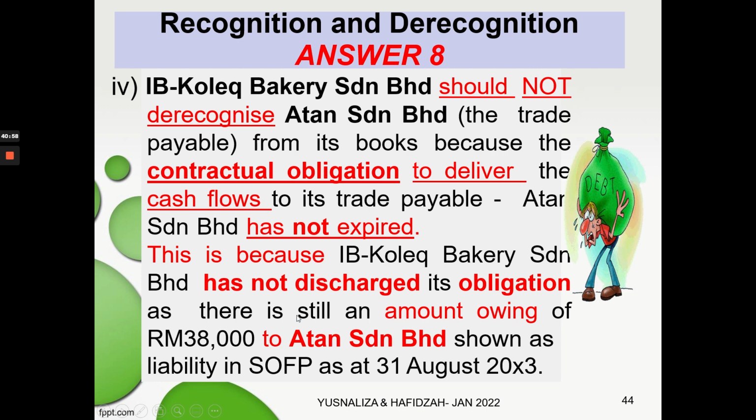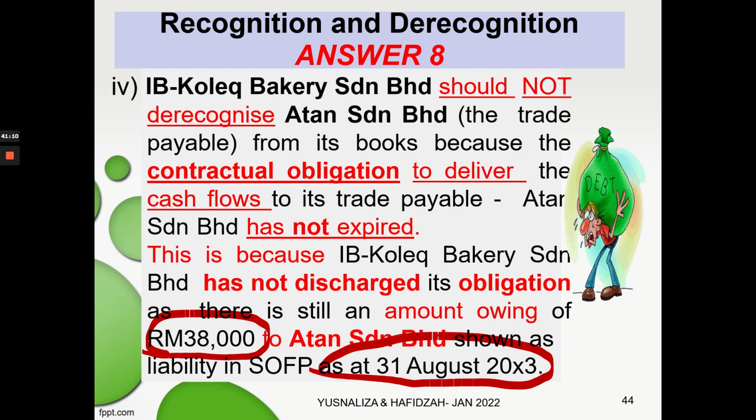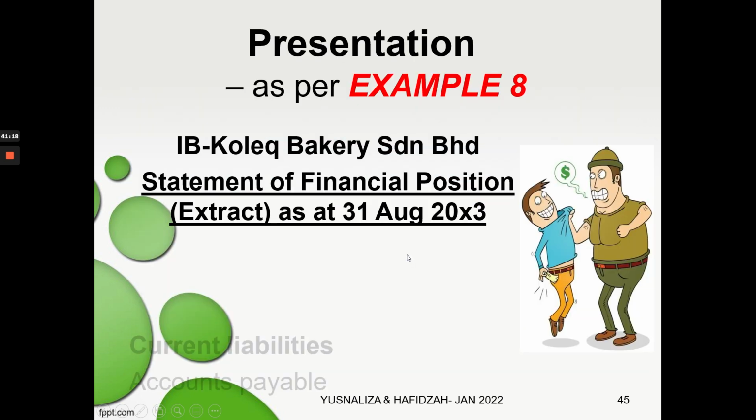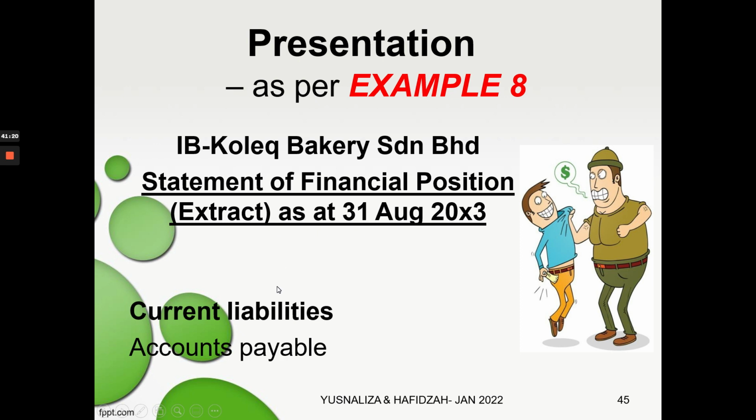And here there is still an amount owing of 38,000 to Atan, because there has been no payment made as at 31st of August 20X3, the date where you prepare your statement of financial position. And this is the sample presentation. So let's relate to IB Collect. The current liabilities if you prepare for 31st of August should be 38,000, because of the amount not yet paid to accounts payable Atan.